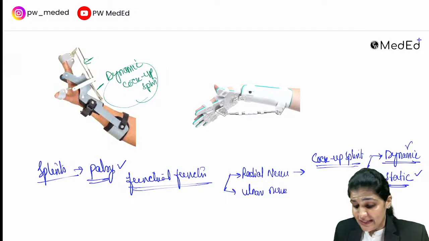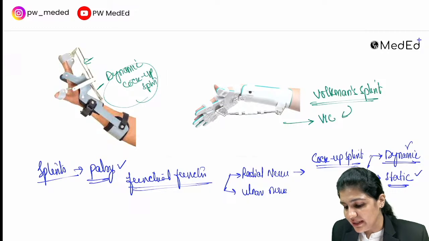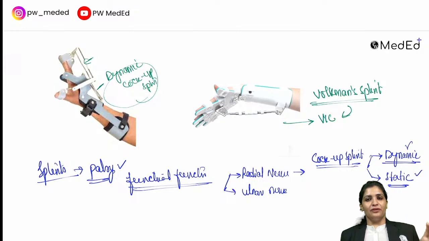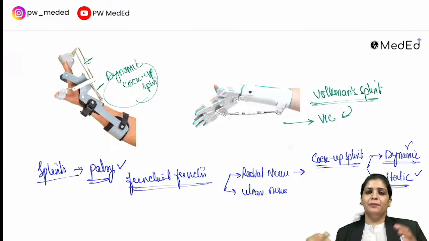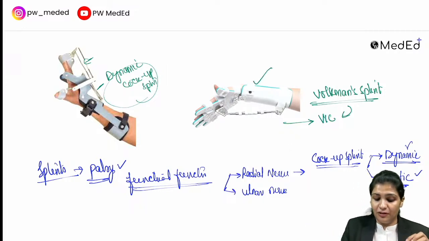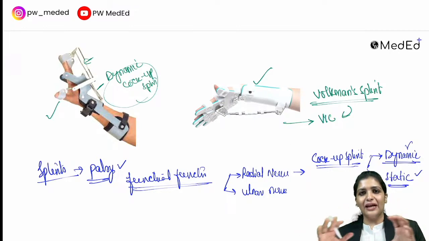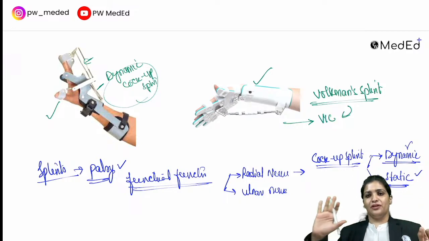And this is your VIC or your Workman's splint. So this is the Workman's splint, where you see in case of your VIC, that is Volkmann's ischemic contracture, you will find the contractures of the flexors here, and you will gradually extend them, preventing the contractures. So this is your Workman's splint, and this is your dynamic cock-up splint. So this was recently asked in the NEET PG, so I have put the two images together so that you can have the idea of what is dynamic cock-up splint and what is your Workman's splint.